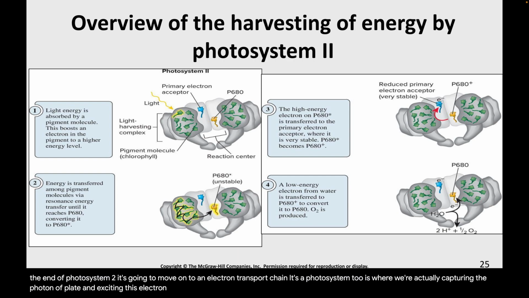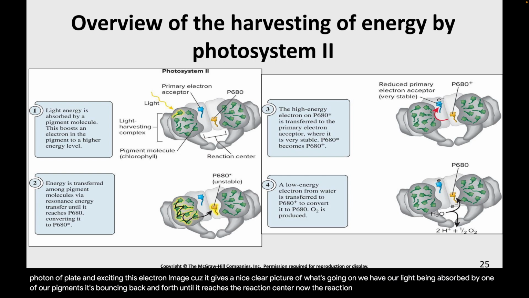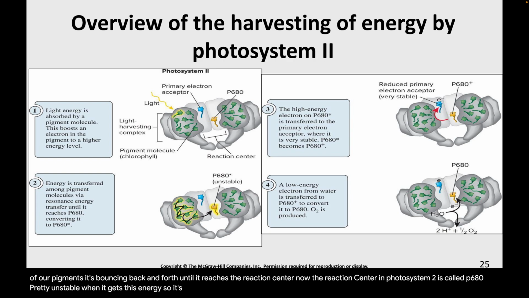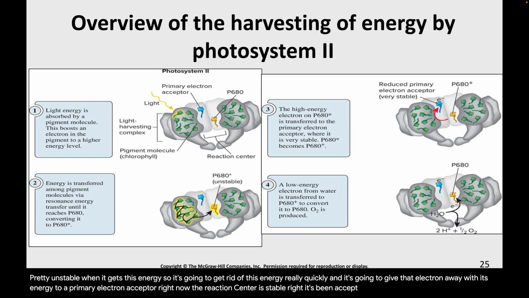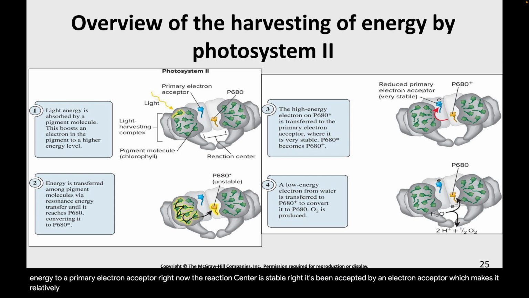I like this image because it gives a nice clear picture of what's going on. We have our light. It's being absorbed by one of our pigments. It's bouncing back and forth until it reaches the reaction center. Now the reaction center in photosystem 2 is called P680. It's going to be really unstable when it gets this energy, so it's going to get rid of this energy really quickly. It gives that electron away with its energy to a primary electron acceptor. Now the reaction center is stable, because it's been accepted by an electron acceptor.